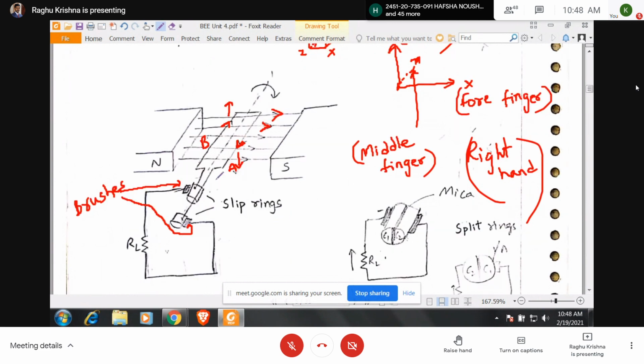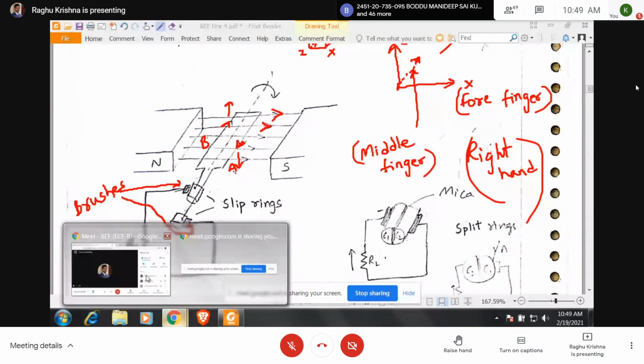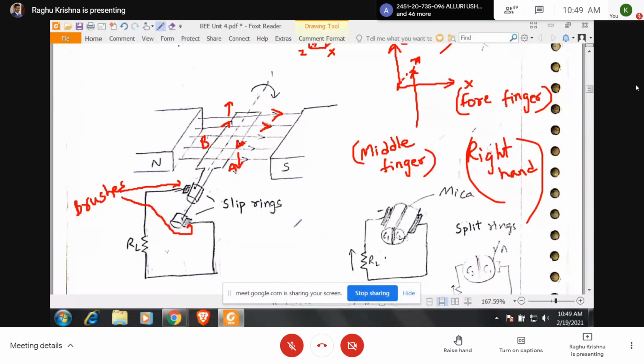So here this is a single turn coil. So induced EMF will be equal to, you can add these two EMFs, induced EMF in the conductor B plus induced EMF in the conductor A. So you are going to get this. Totally induced EMF is equal to 2 times the induced EMF in each conductor, because these two are connected in series.